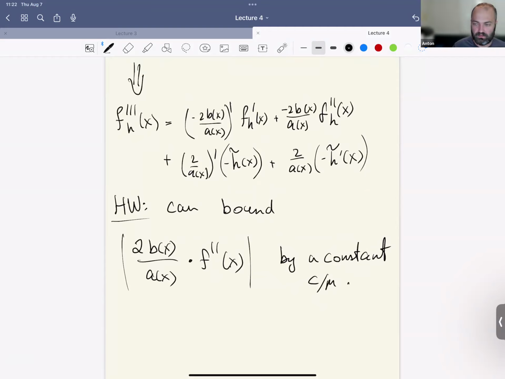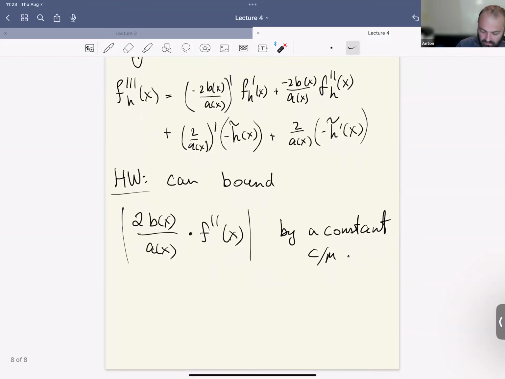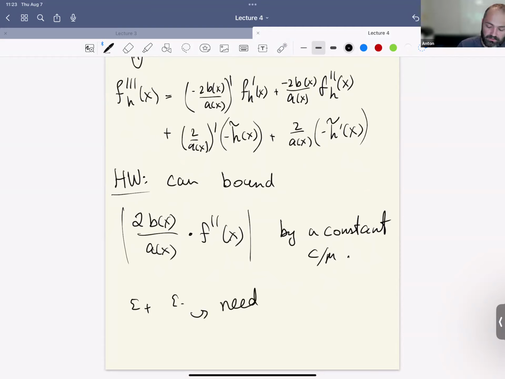This is as low level as I can go without completely boring the audience, in my opinion. But I'm going to stop here, okay? And I'm going to say, okay, remember these epsilon plus and epsilon minus terms from the fourth order Taylor expansion? So here you need fourth derivative bounds.